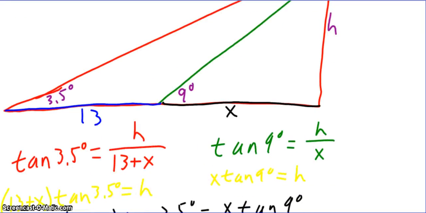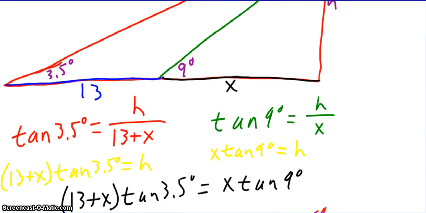So now I set up a system of equations. I'll tell you right now, this is not the easiest way to do this problem. You could use the law of sines, but since we haven't gone over the law of sines yet, I'm going to do this without the law of sines. So I set up an equation, tangent of 3.5 degrees equals h over 13 plus x, and tangent of 9 degrees equals h over x.